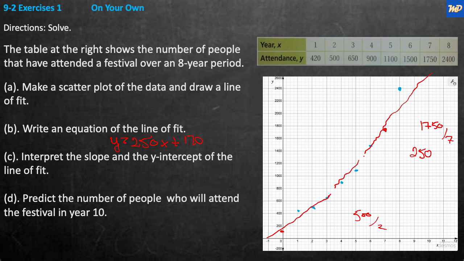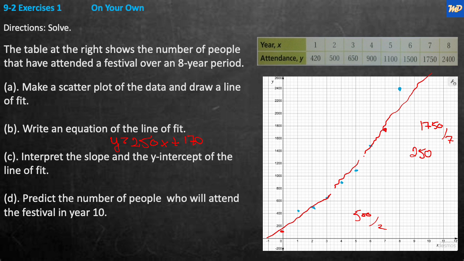So given those numbers now, we can go back and run the equation. It says, so interpret the slope. So the slope says that every year, the attendance is going up by about 250 people. And that when we started off, we had 170 people attending. Is kind of what our line of fit tells us. And then it says interpret the slope. I just did that.